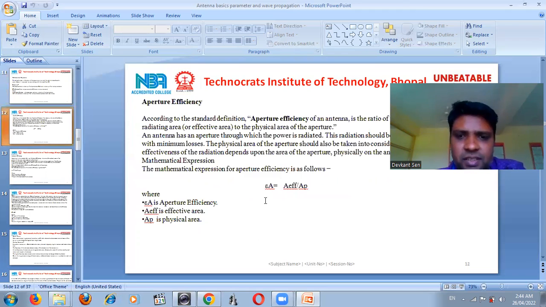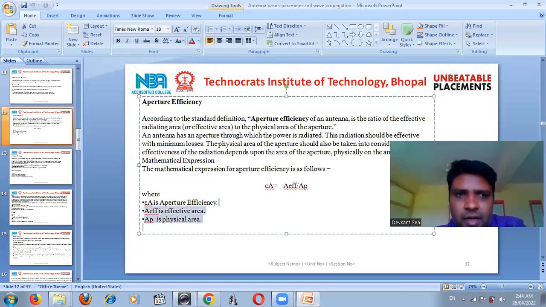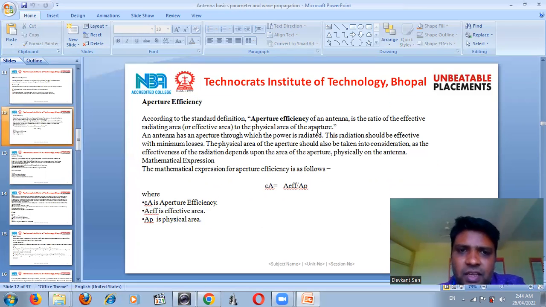Aperture efficiency. This is also an important parameter of antenna theory. According to the standard definition, aperture efficiency of an antenna is the ratio of effective radiating area to the physical area of the aperture. An antenna has an aperture through which the power is radiated. This radiation should be effective with minimum losses.